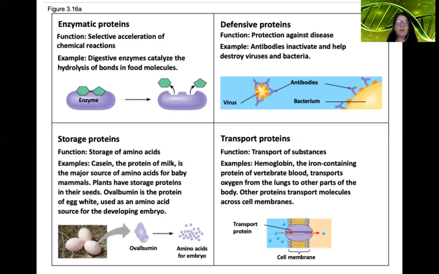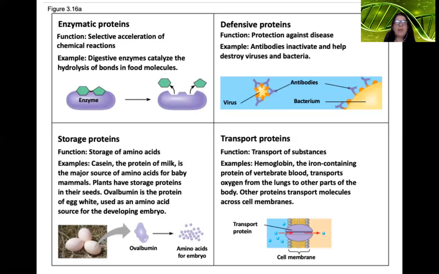Another group are storage proteins. This is a group we normally don't think much about. So proteins can store amino acids. They can be a source of amino acids. Why do organisms need amino acids? Well, they need amino acids to build their own proteins, and also in the process of breaking down the protein to get those amino acids, organisms can extract energy.